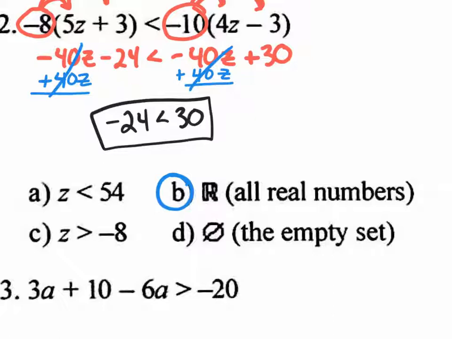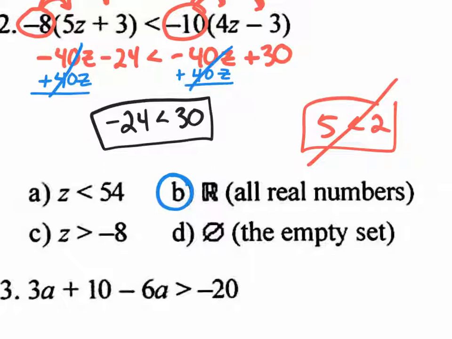If it's something false, like let's say you're working this out and you got 5 is less than 2. Well, that's false. That's impossible. That's when you would say no, as in no solution, right? Then that would be this symbol right here, if that were the case. But this is always true, so you say all real numbers.